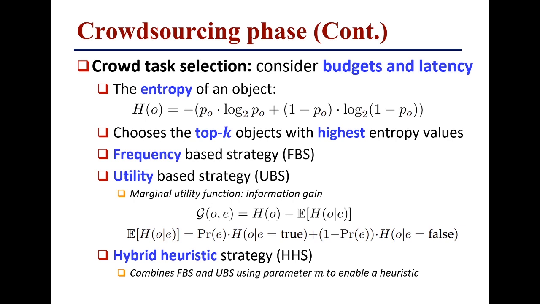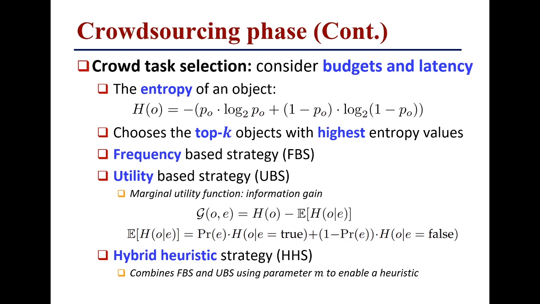In the second step, we select expressions among the conditions of the previously chosen objects. Specifically, we develop three strategies. The frequency-based strategy selects the most frequent expression as a crowd task. In contrast, the utility-based strategy introduces a marginal utility function to measure the benefit of crowdsourcing one task. Particularly, the information gain is utilized to measure the expected quality improvement of choosing an expression E of object O.